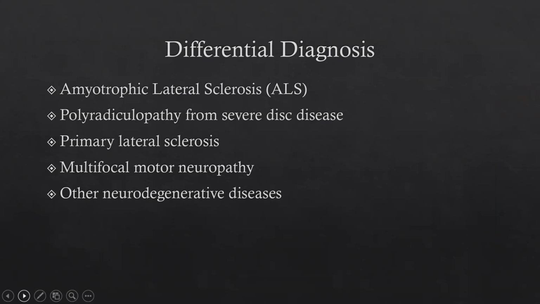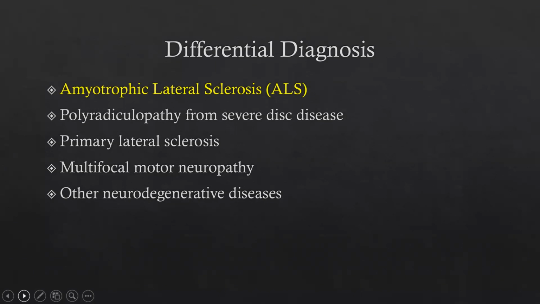You're thinking of multifocal motor neuropathy and other neurodegenerative diseases. Of course, I should mention that in terms of amyotrophic lateral sclerosis and primary lateral sclerosis, it's almost as if primary lateral sclerosis is within amyotrophic lateral sclerosis or motor neuron disease, if you like. Whereas a polyradiculopathy with severe disc disease is difficult to motivate because it will not explain the bulbar symptoms that are listed in the scenario as well as the findings on examination.